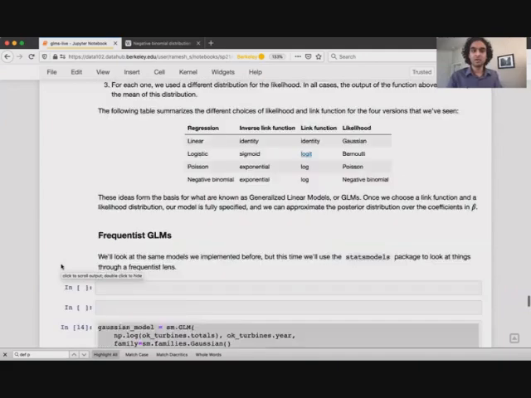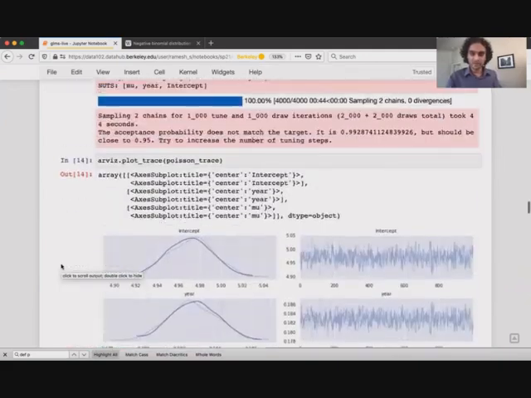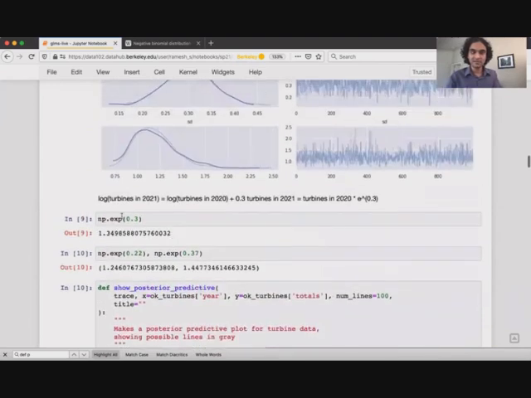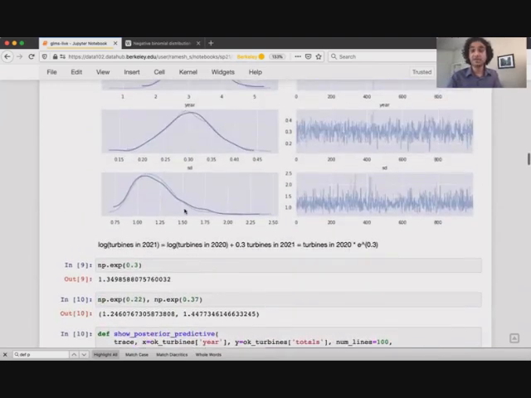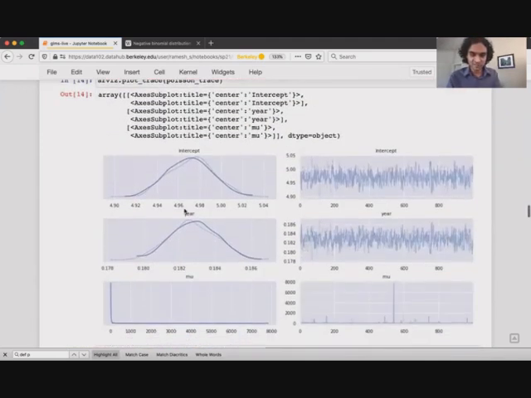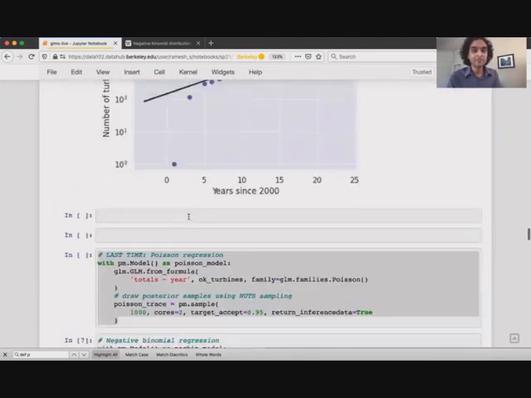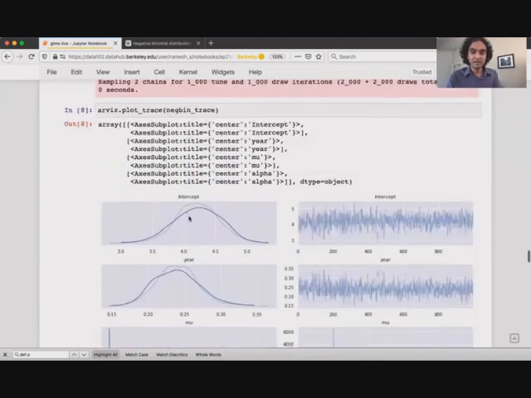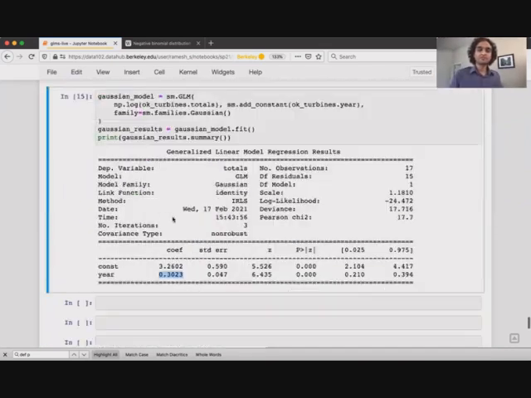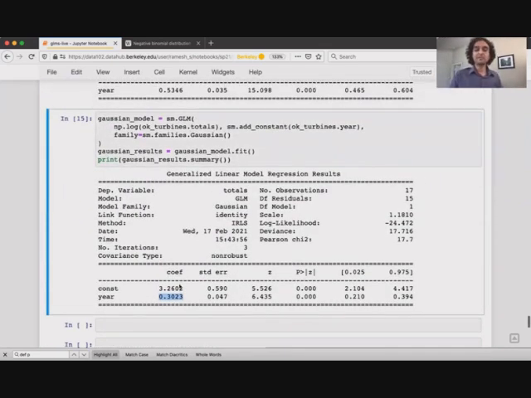If I scroll way up to when we were looking at the Gaussian model, we kind of saw that the mean of this was around 0.3. So we get a very similar result, which for the Gaussian case definitely makes sense, because the posterior is exact. So we should be getting pretty much exactly the same result. And just as a refresher, for the Poisson it was like 0.183, and for the negative binomial it was like 0.24. So here we get similar results to before.